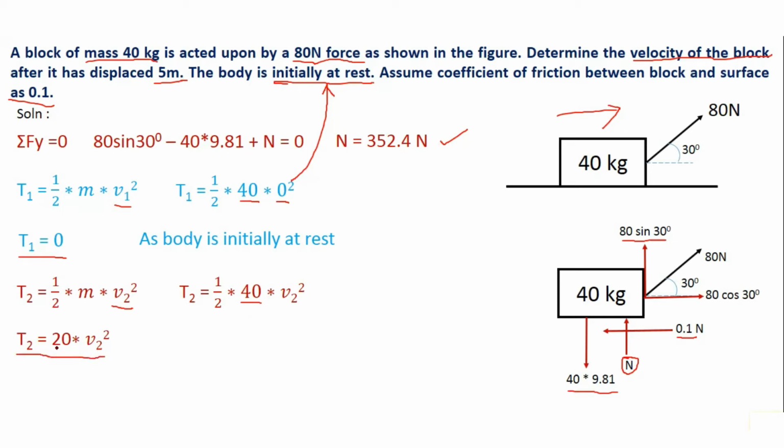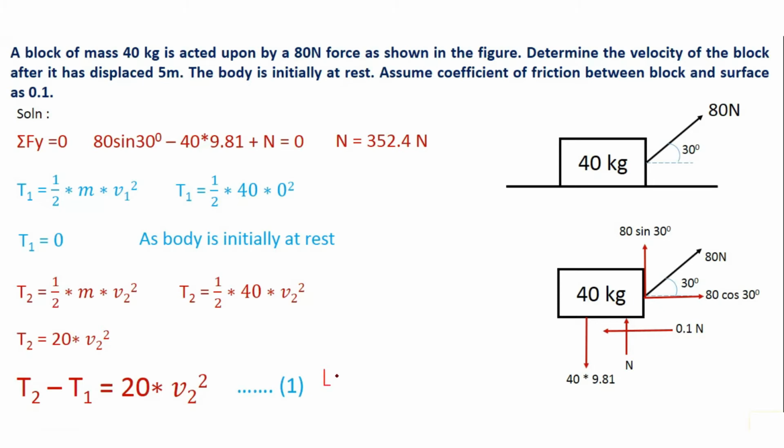For the fourth step, just take the difference of T2 and T1. So we will get the change in kinetic energy. I will take T2 minus T1 is equal to 20 v2 square, because T1 is already 0. Let this be equation number 1, which will be our left hand side of the equation. So this completes our left hand side.